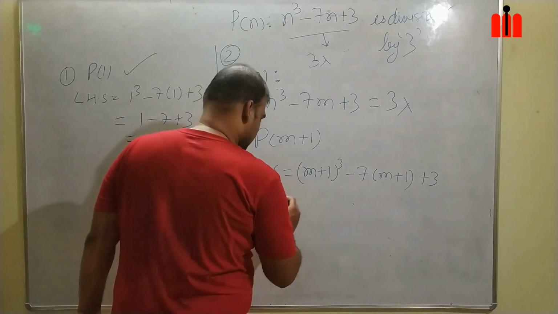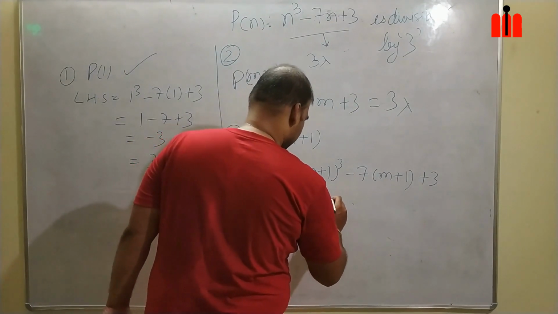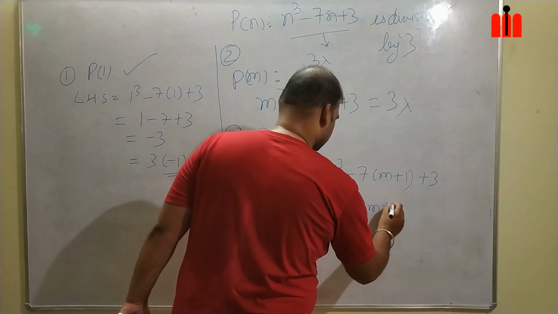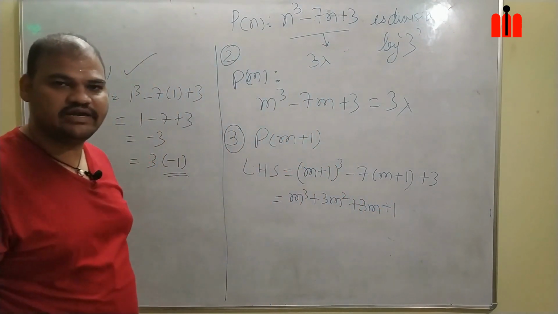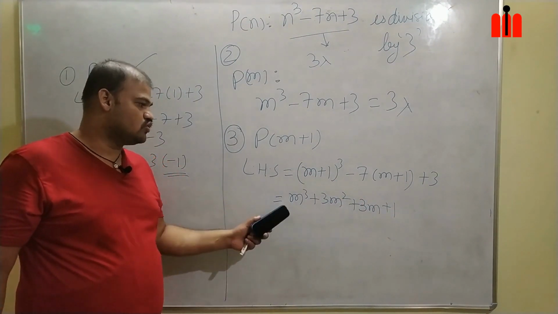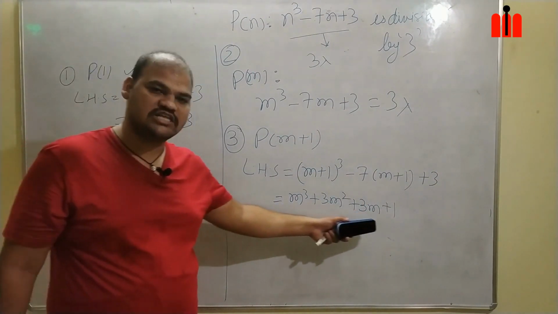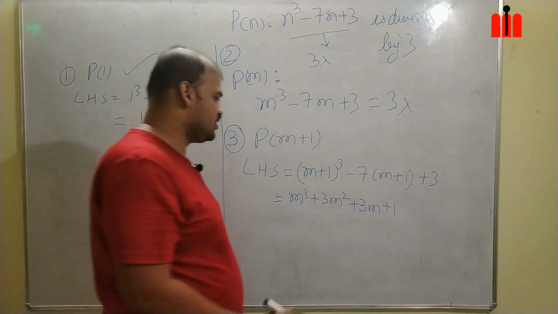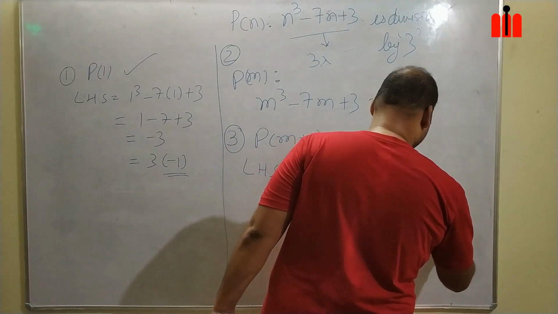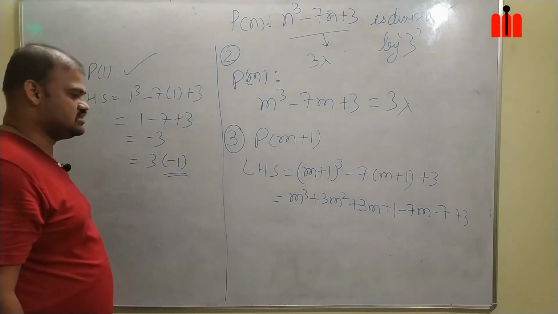Now let's expand this m plus 1 whole cube. It will be m cube plus 3m square plus 3m plus 1. This expansion we did in an earlier problem, where we drew the Pascal triangle and used the same theory to expand it. Then you will have minus 7m minus 7 plus 3.